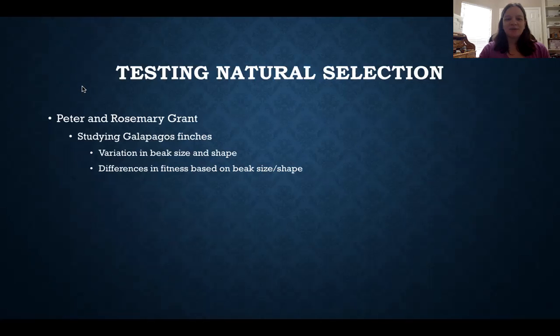So this is one example of actually being able to see natural selection happen. This is an experiment that was done, and by experiment, it was an observational experiment. They were just observing what was happening. Peter and Rosemary Grant on the Galapagos Islands were studying finches. Finches are birds. They noted variations in beak size and shape and correlated that to different foods they would eat. Well, then there happened to be a big drought.